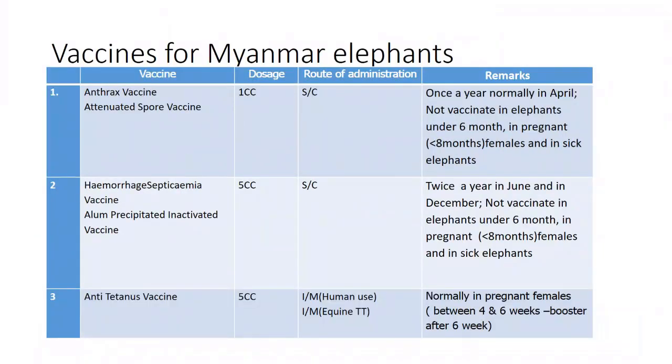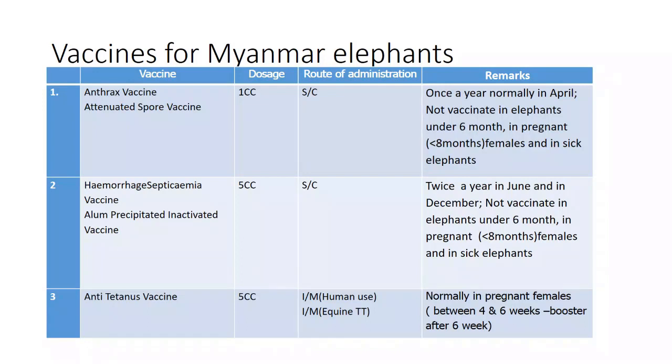In terms of preventive medicine for vets, there are three vaccines we use for elephants. Two are given on a regular basis, and the anti-tetanus vaccine is given only when needed, in pregnant elephants before they give birth. For the anthrax vaccine, because we are in an anthrax zone, as Southeast Asia is where anthrax is prevalent, we normally give the attenuated spore vaccine, mostly when they are in the rest period in April. But we do not vaccinate calves under 6 months, females pregnant more than 8 months, or sick elephants. But if they are in early pregnancy, we still give it.